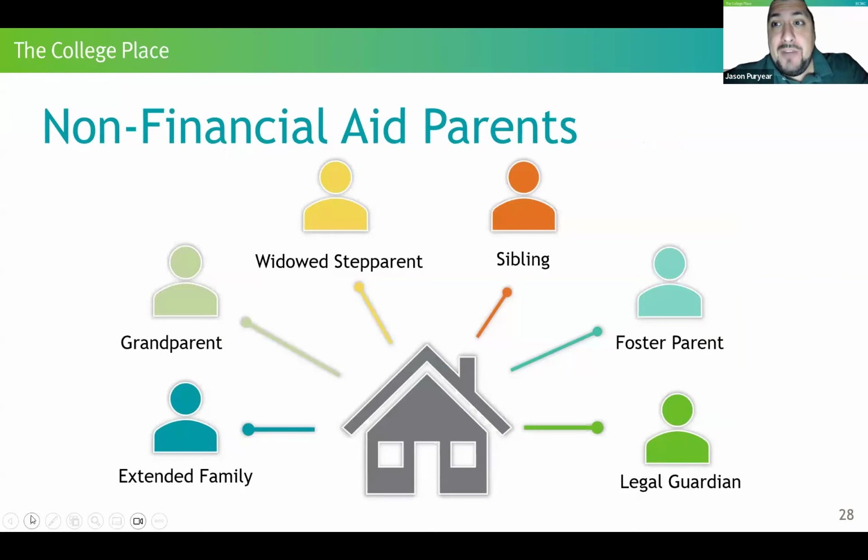Anybody on this screen in front of us is not a financial aid parent. Is not a parent contributor for this process. The only exception would be if any of these individuals has adopted the student, then they would be the financial aid parent.